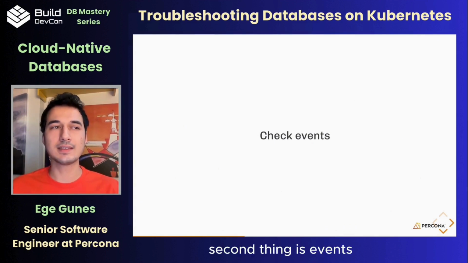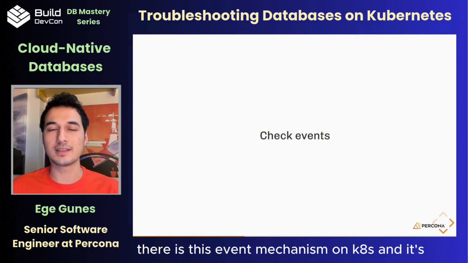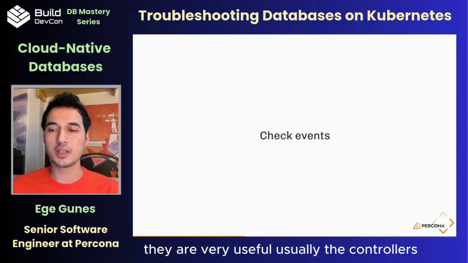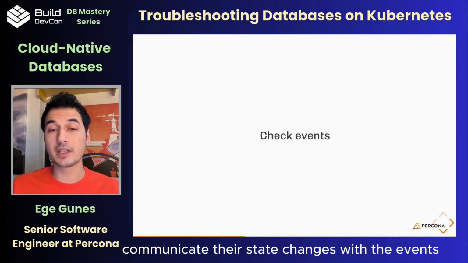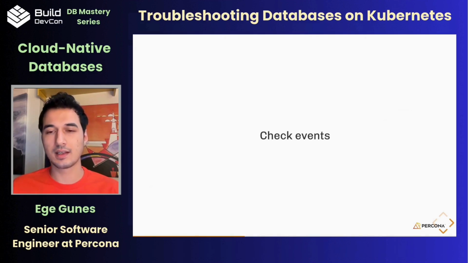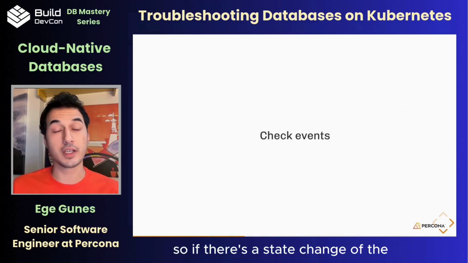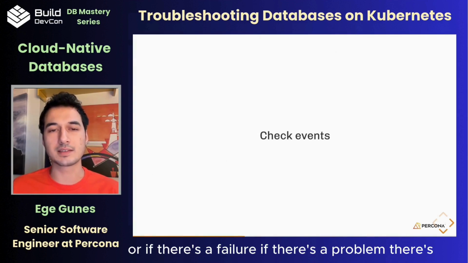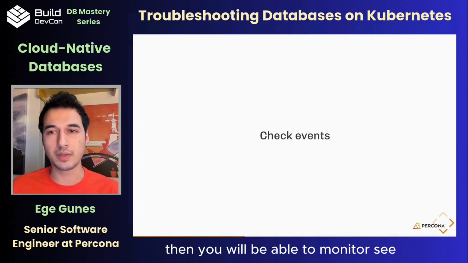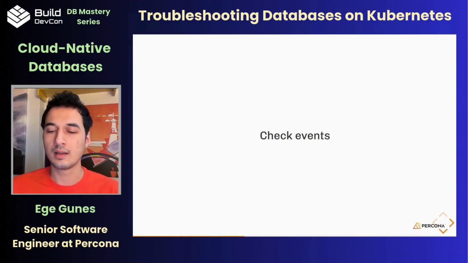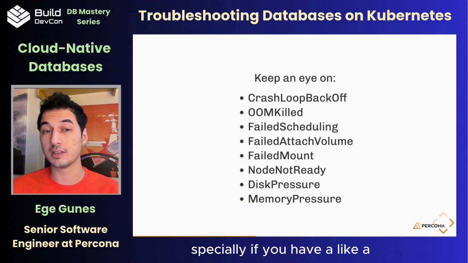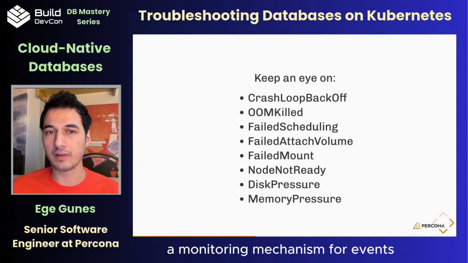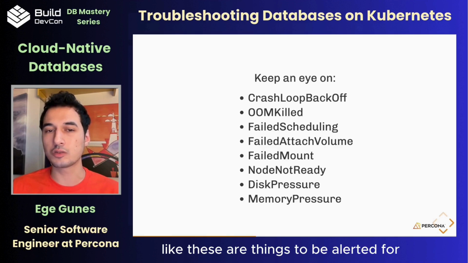The second thing is events. There is an event mechanism on Kubernetes, and events are very useful. Usually, the controllers communicate their state changes with events. So if there's a state change or a failure or a problem, there will be an event, and you will be able to monitor and see it. These are events we need to keep an eye on, especially if you have a monitoring mechanism for events. These are things to be alerted for.